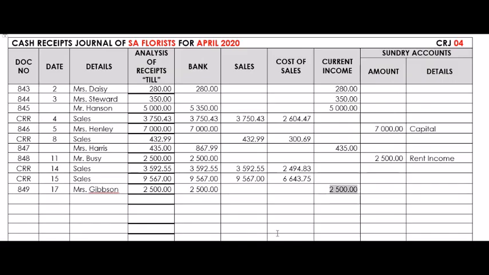So in the CRJ, we issued a receipt number 850 on the 21st to our owner, Mrs. Henley, who paid us 5,000 Rand. Only transaction for the day, so put it in bank. It was for capital, and therefore we won't record anything in sales, cost of sales, or current income. It will go to the sundry accounts section.